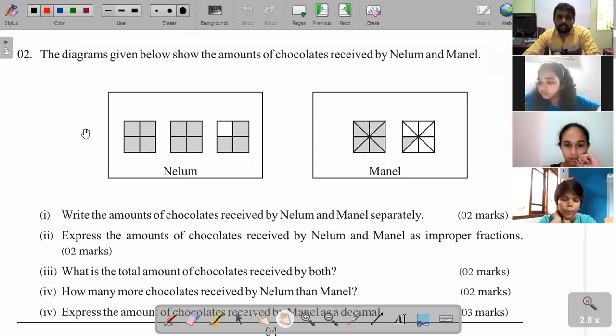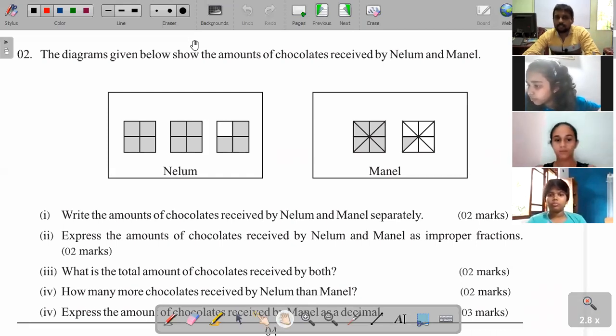Okay. Quickly do this question and write down the answers. The diagram given below shows the amount of chocolates received by Nelum and Manil. Then some question parts are asked. Carefully read the questions and write the answers. I will give a few minutes for this work. After you finish your work, raise your hand. Using the raise hand option, you can inform me.